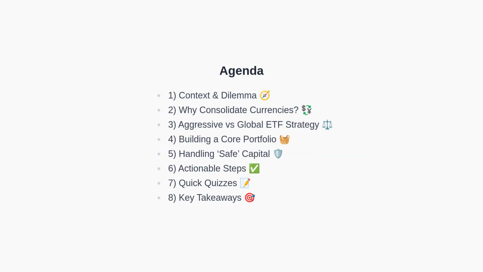Here's the roadmap for today. First, we'll lay out the context. Then we'll discuss why consolidating currencies can reduce complexity and risk. After that, we'll compare an aggressive approach with a global ETF strategy. We'll proceed to constructing a core portfolio, followed by how to manage safe capitals. Next, we'll outline actionable steps, test your understanding with brief quizzes, and wrap up with key takeaways.